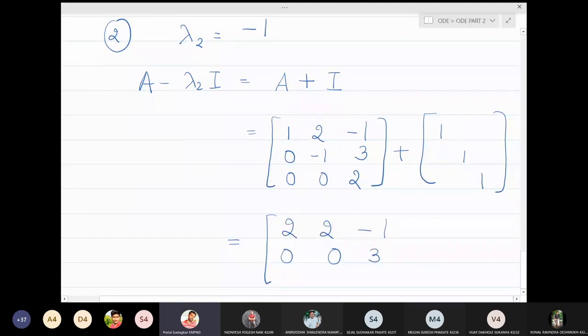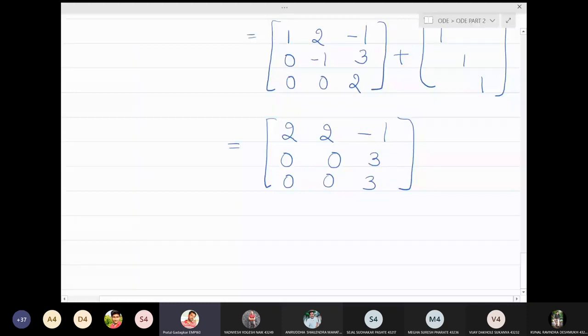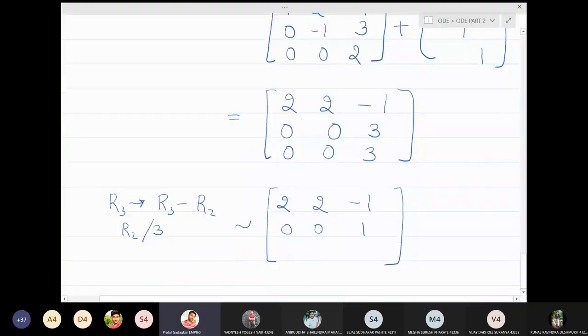Remember, when you are calculating an eigenvector and reducing to echelon form, at least one row must become 0. If all three rows are not reducing to 0, it means your eigenvalue is not correct. Here r3 minus r2 immediately makes the third row 0. Even two rows can become 0, but if all three rows do not become 0 after reducing to echelon form, your eigenvalue is wrong. So [2 2 -1; 0 0 1; 0 0 3]: I divide the second row by 3, and 3 minus 3 becomes 0.